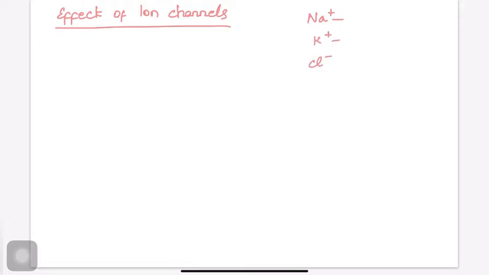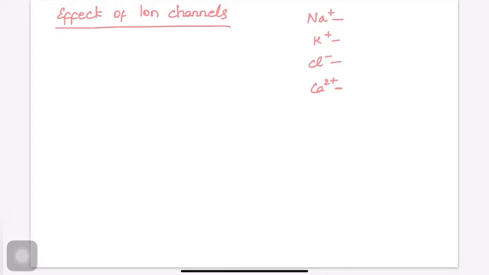Now we shall study the effect of various ion channels. Before going deep into the effect of ion channels, first we shall understand the concentration gradient for some of the ions, from where to where the concentration gradient runs. We will be dealing with sodium, potassium, chloride and calcium. These four are the primary ions. Once we know the concentration gradients, we'll move on to the effect of ion channels.